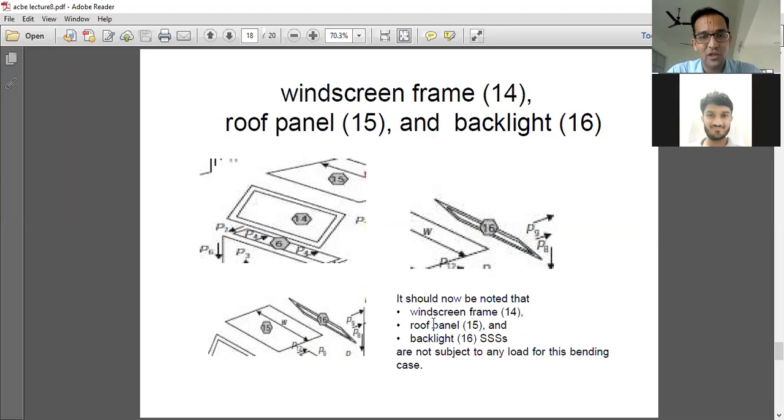The same thing is referred for the roof panel also, but in the roof panel we have to consider one more factor: if something jumps on your roof panel, then there will be damage to the roof panel. So we have to keep that fact in mind. And the back frame, just like the front frame, is also not having any kinds of loads. So these are not subjected to any load in bending case. These may have some twisting criteria in them, but these loads are not impacting the roof panels, backlight panels and the windscreen panels.